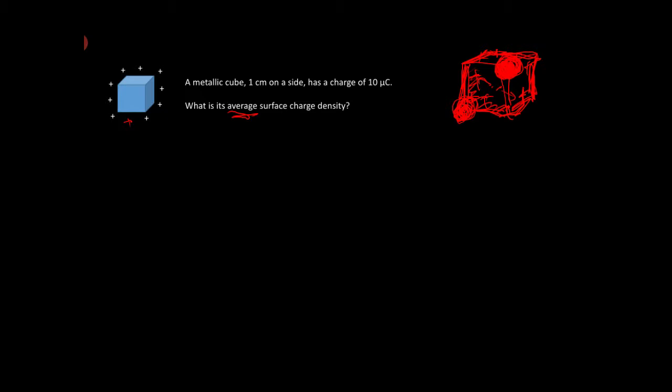Let's see. So if we want to do some pre-analysis on this, we say charge is equal to the density, and this is the two-dimensional surface charge density, times the area. So it's just on the surface. And the surface is the surface of this entire object. So it's this and this and this, and the other three surfaces. So that's what we're going to have to worry about going forward.